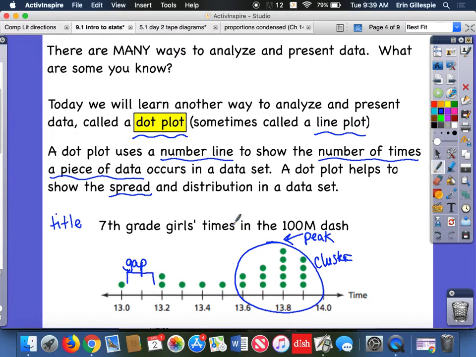It has a title. You have the number line with labeled times. You can see they skipped every other one here, and that's fine. And then you have your dots above to indicate how many there are of each of those times in this case.